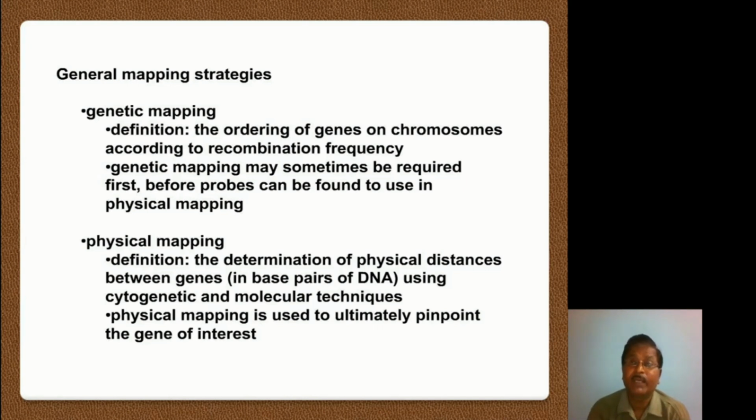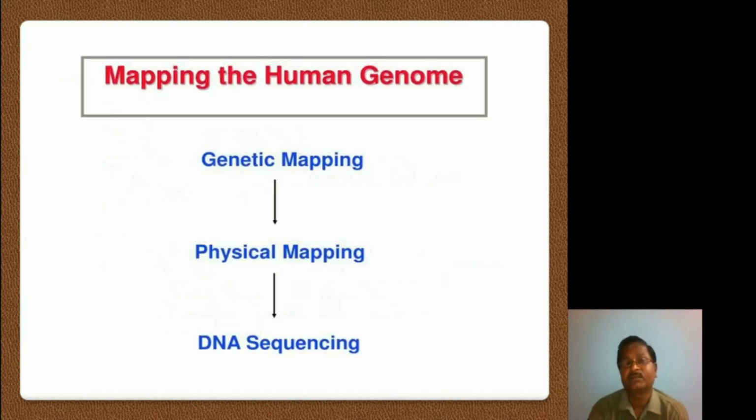Then physical mapping by definition says that it is the determination of physical distances between the genes, adjacent genes, in base pairs of DNA, that is the distance, using cytogenetic analysis and molecular techniques. Physical mapping is used to ultimately pinpoint or exactly locate the gene of interest.